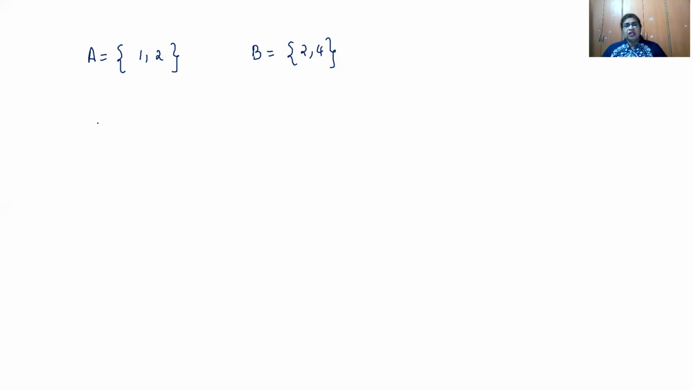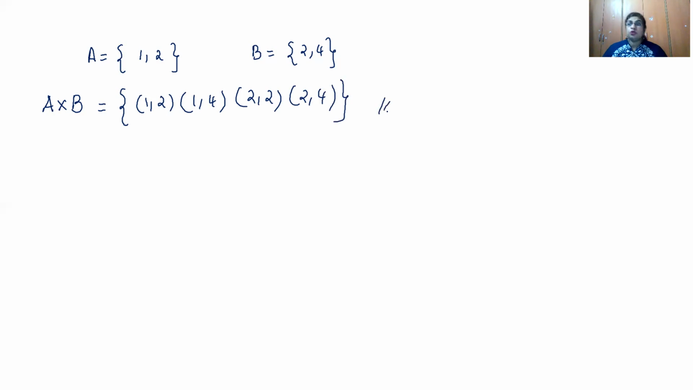Now, we have just learned how to find the cross product. So let us find it. What is A cross B? A has two elements and B also has two elements, so how many ordered pairs should there be in A cross B? 4, that is 2 into 2. Which are the ordered pairs? (1, 2), (1, 4), then (2, 2), (2, 4). Now this much is clear: how to find the ordered pairs, how to find the cross product.